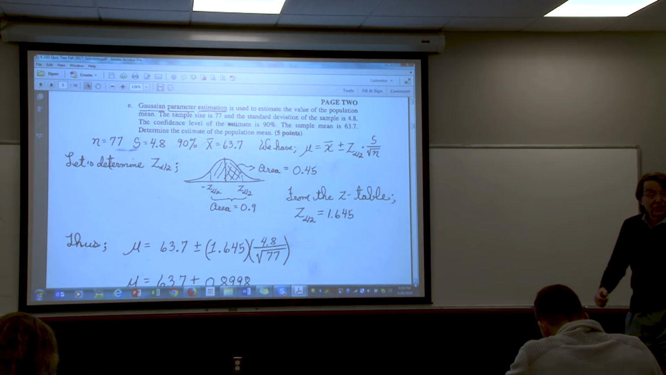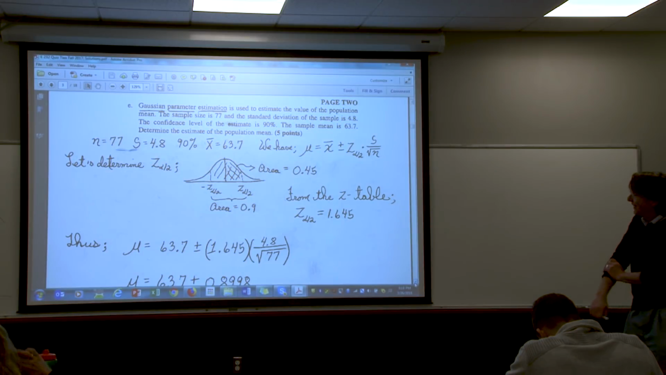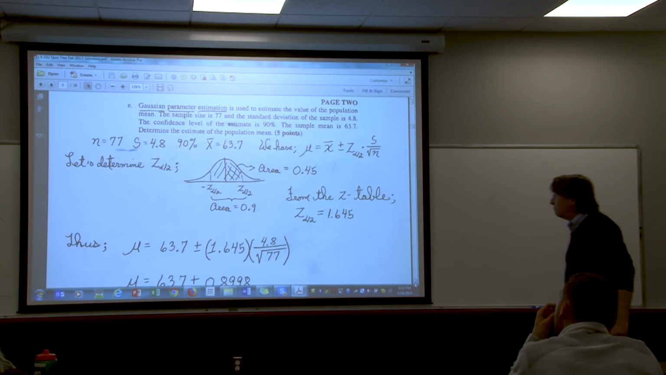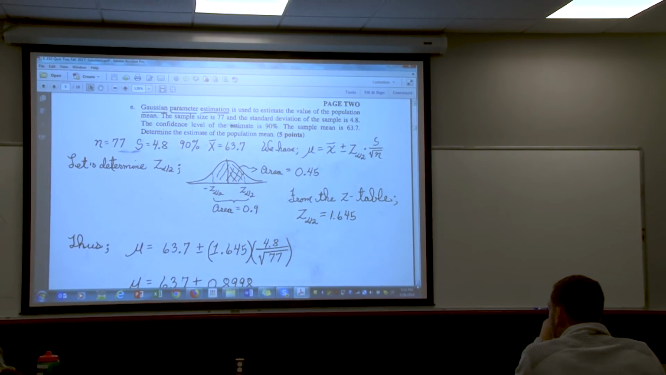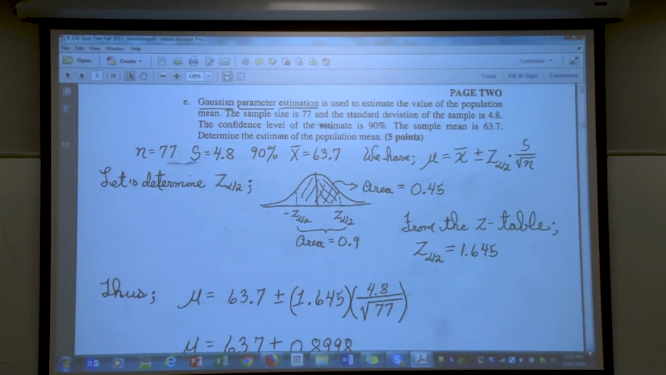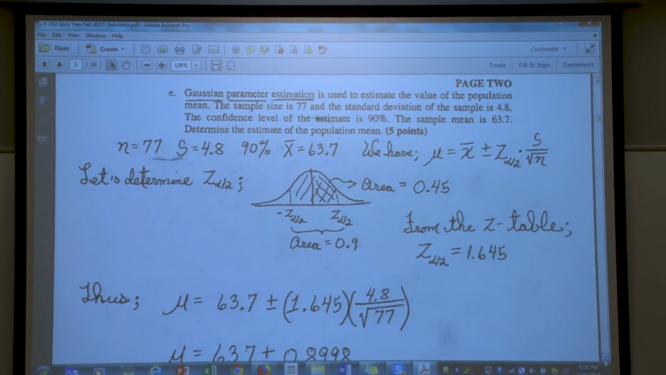Parameter estimation, our last lecture together. This is great, Gaussian parameter estimation. Brings back memories of our fun lecture last Friday.